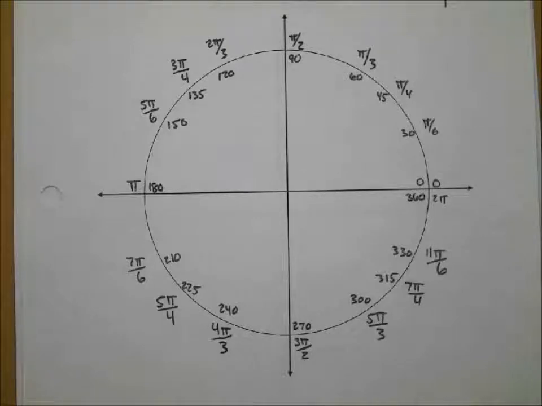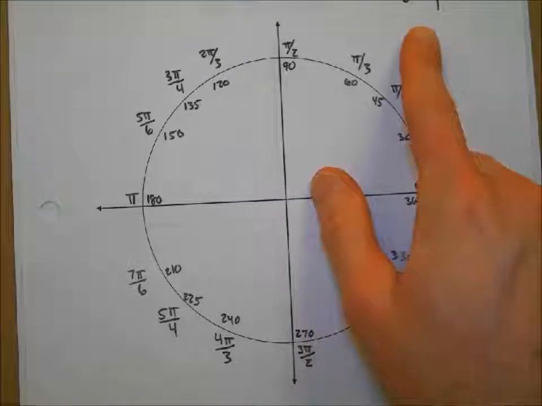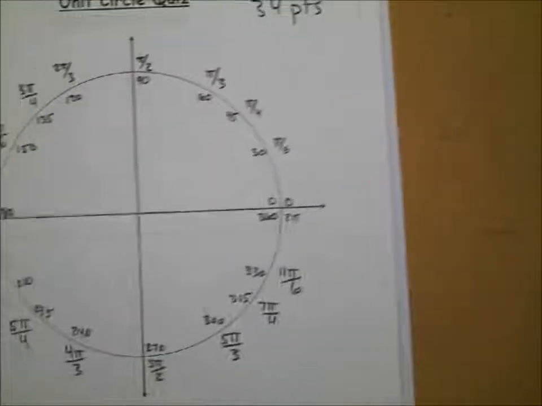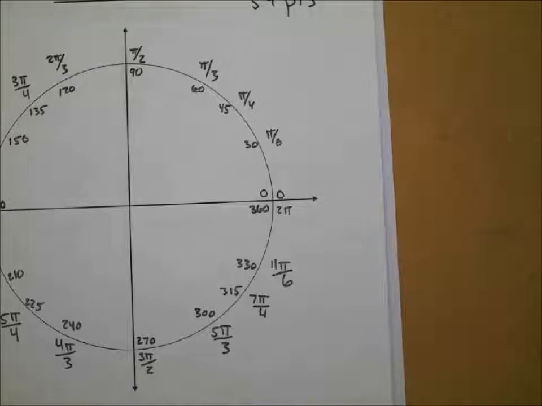This is tomorrow's quiz. It will be 34 points, 1 point for each thing. One thing I do want to highlight here, I'm going to zoom in. Please don't forget to put both 0 degrees and 0 radians and 360 degrees and 2 pi radians at this location.